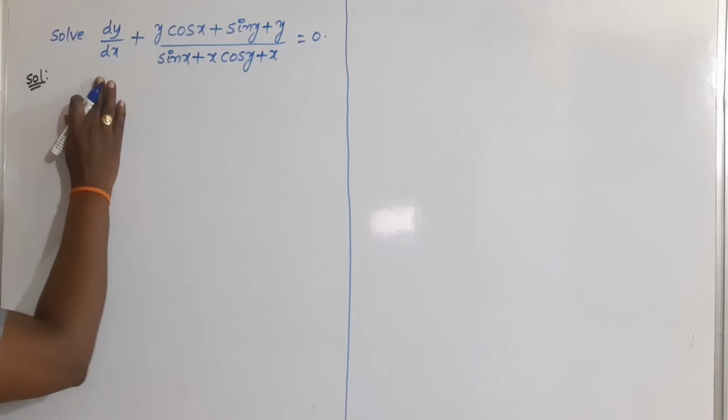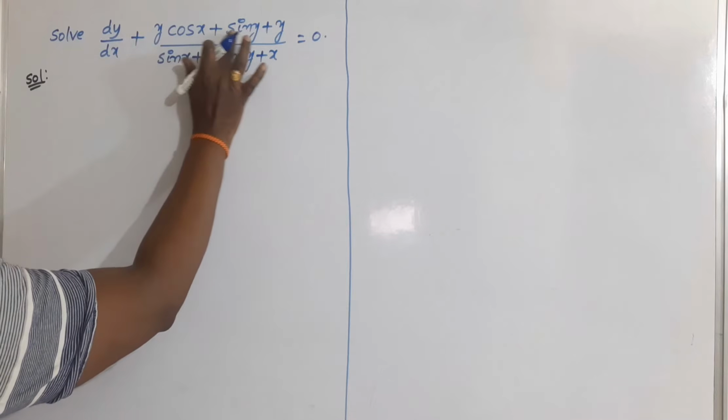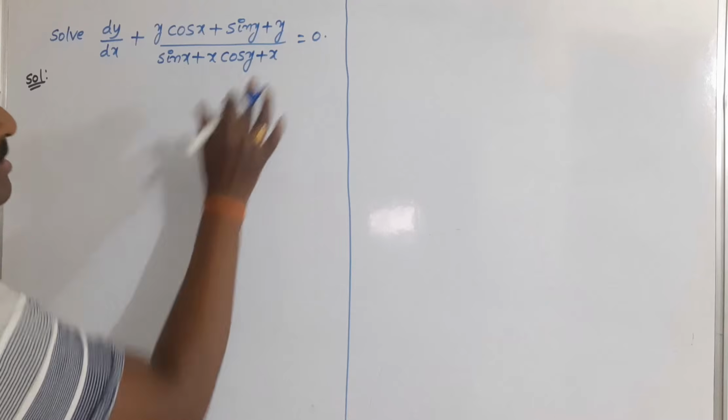This is the next problem. Solve dy by dx plus y into cos x plus sin y plus y whole by sin x plus x cos y plus x is equal to 0.